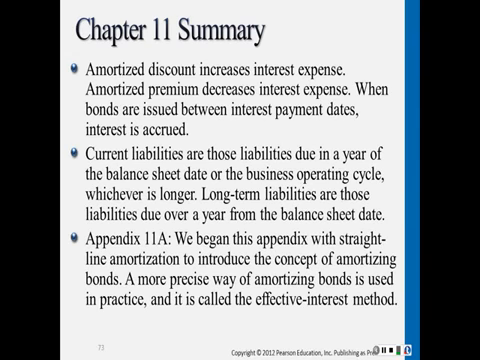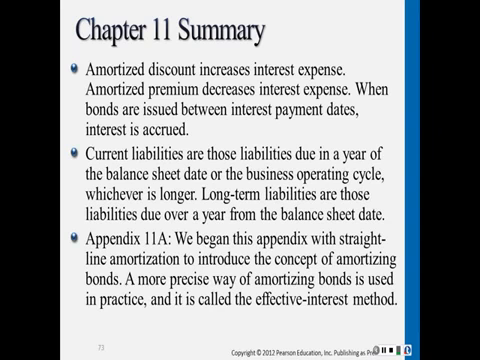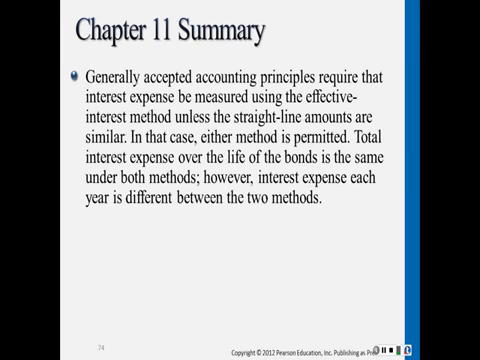Appendix 11A. We began in this chapter with straight line amortization to introduce the concept of amortizing bonds. A more precise way of amortizing bonds is used in practice and is called the effective interest method. Generally accepted accounting principles require that interest expense be measured using the effective interest method unless the straight line amounts are similar. In that case, either method is permitted.